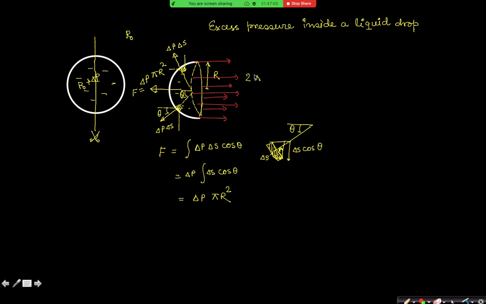Is it 2 pi r into T? Yes. So if I balance the forces in equilibrium, delta P into pi r square is equal to 2 pi r into T. So delta P is equal to 2T by R. This formula you should remember. In case of a liquid drop, the excess pressure is 2T by R. Right? In case of a liquid drop, the excess pressure is 2T by R.